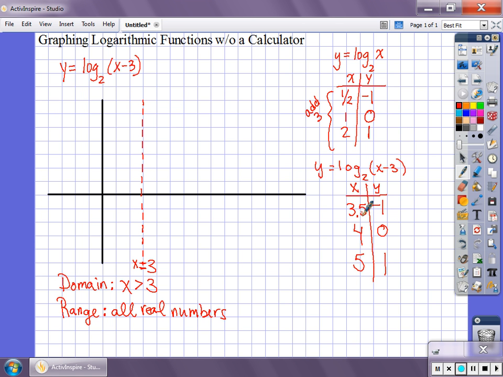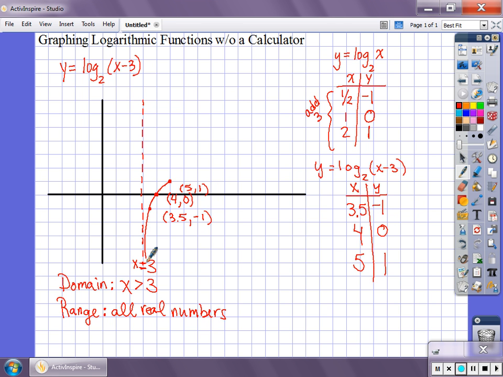And so now we're ready to plot our points. So 3.5, comma -1, that's about right there, and I want to label that point. 3.5, comma -1. 4, comma 0, and I want to label that point. 4, comma 0, and then 5, comma 1, and I'll want to label that point as well. 5, comma 1. And we're ready to draw our graph.